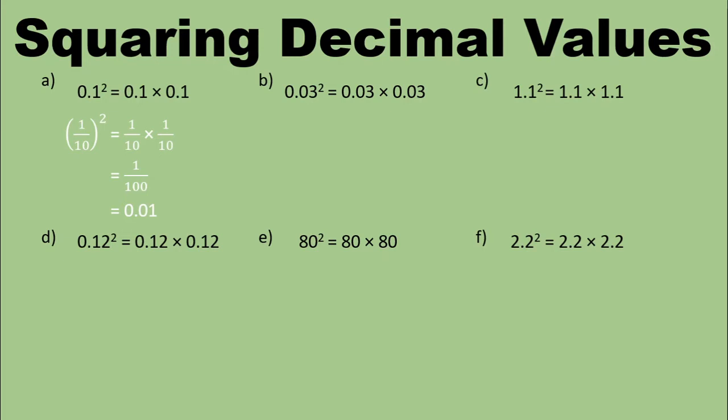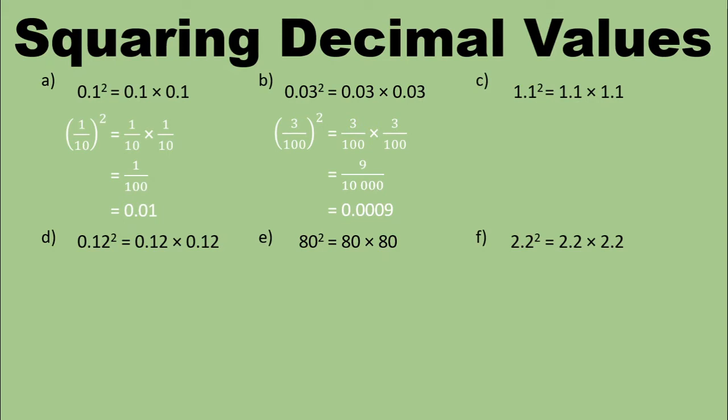Let's go on and try question B. Now 0.03 is 3 in the hundredths position. So this is 3/100 times 3/100. That means 3 times 3 over 100 times 100. 3 times 3 is 9, and 100 times 100 is 10,000. There are 2 zeros in 100, so 100 times 100 will give me an answer with 4 zeros in it. That's 9 tens of thousands. That's going to be a 9 in the 4th decimal place. That's 4 digits after the decimal.